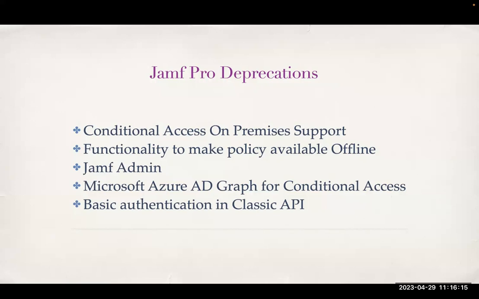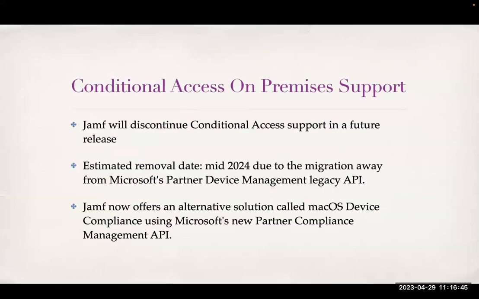Obviously, because we are moving towards device compliance and the new partner compliance API, we don't need to stay with Azure AD Graph. And basic authentication in the classic API. I think by now everyone should know that the new, robust way of authenticating towards the API is Jamf Pro API token based authentication and no longer basic authentication. So let's have a look at what these deprecations mean.